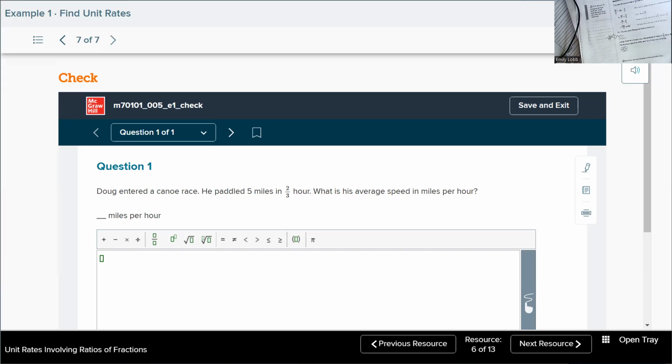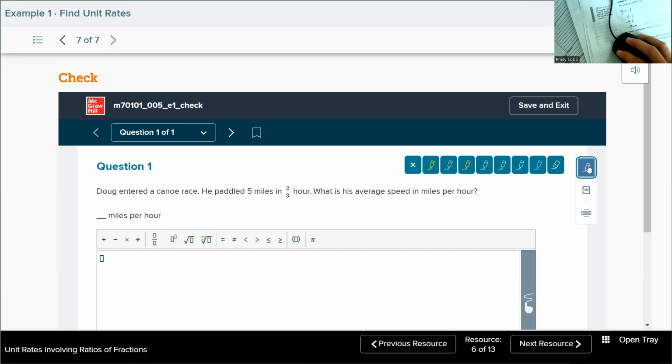So we know how long it took him in 2/3 of an hour. So if we wanted to draw a picture, we could. I kind of like that thing. That's not what I wanted. I didn't want a highlighter. Let me grab my pen here so we can annotate right on the screen for everyone to see.